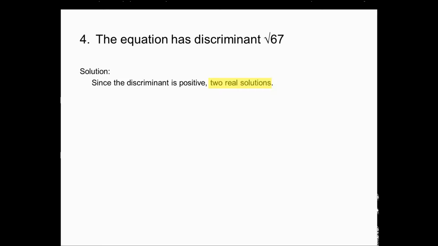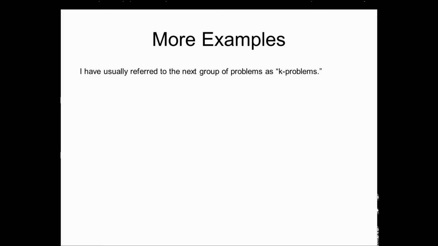This next group of examples, I've called them K problems because the unknown is actually K, not X. We'll see another type of K problem in Chapter 4. The reason I want you to know what I call my problems is that when I give you a list of the types of problems on the final exam, when you see K problems, you say, oh, these guys.